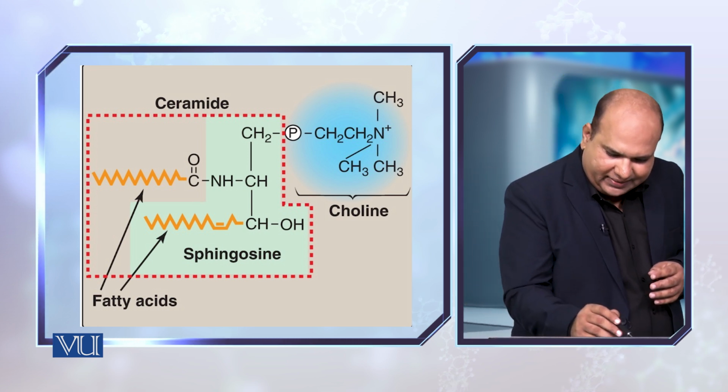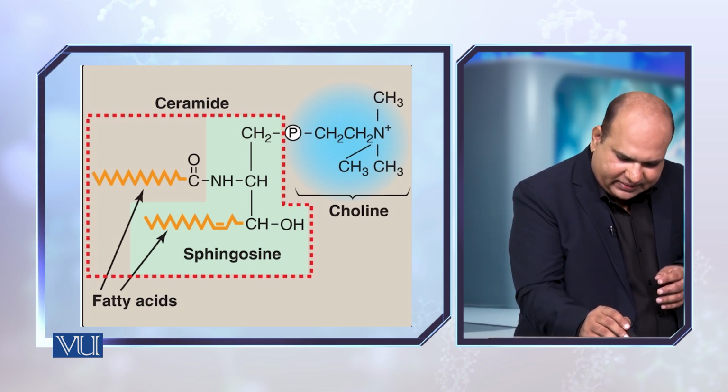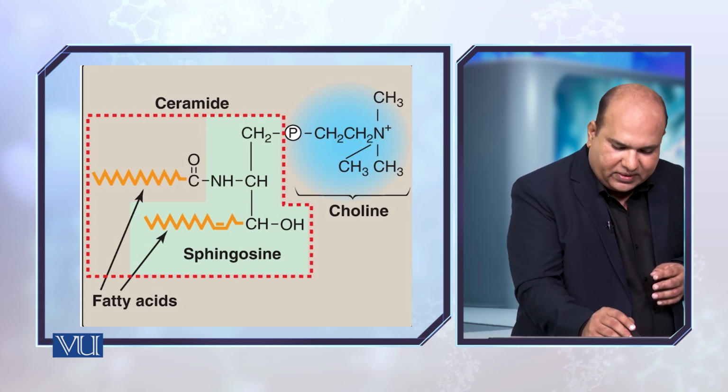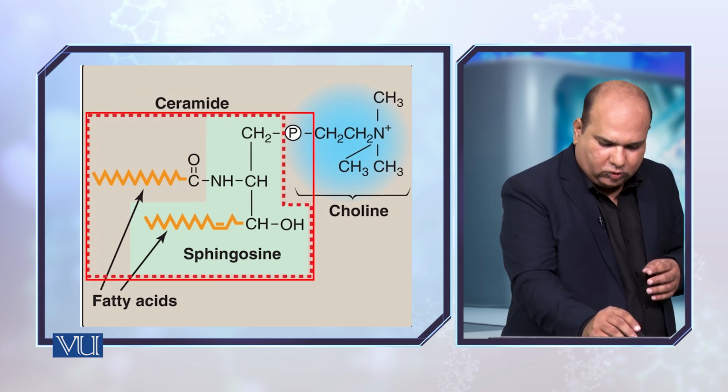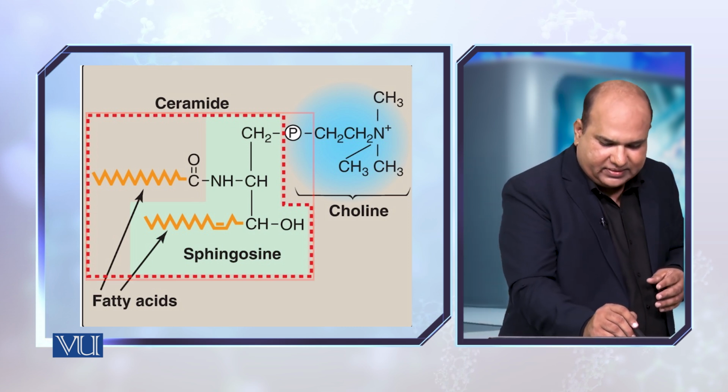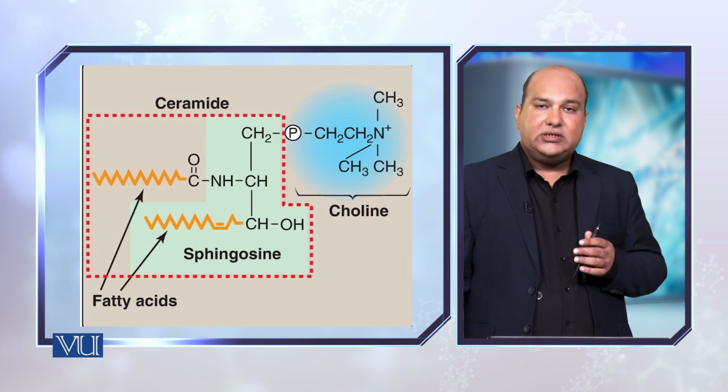Also, you should keep in mind that here is another structure, ceramide. Ceramide is actually the sphingosine plus the fatty acid part. This whole part, this red rectangle, is the ceramide part of the sphingolipid.